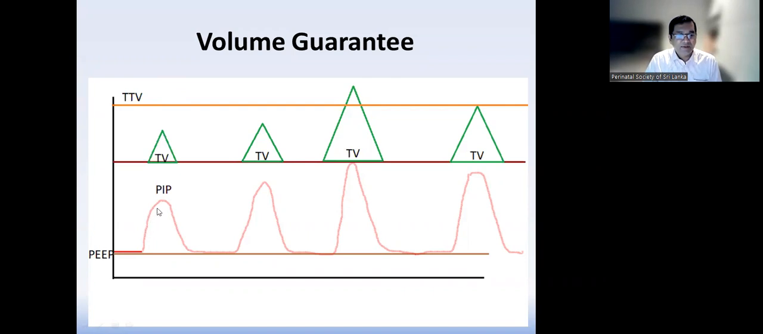So what the machine does is, the machine will use a higher pressure. We are not setting the pressure, because pressure is not under our control. The machine will use a higher pressure, and then it will deliver a higher tidal volume. Always when you deliver a higher pressure, that will obviously deliver a higher tidal volume.